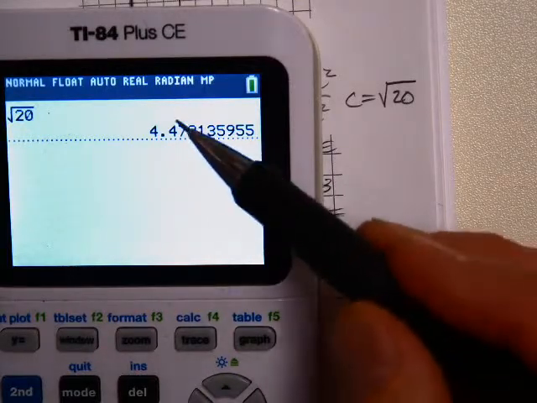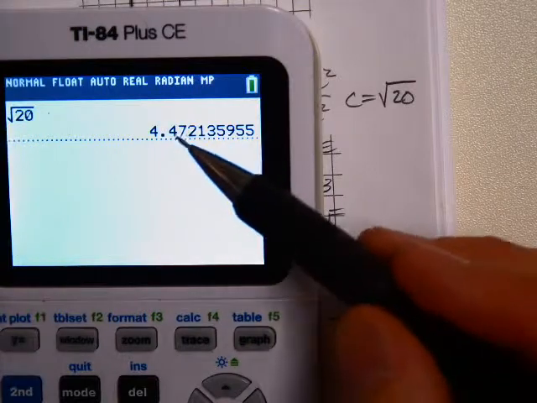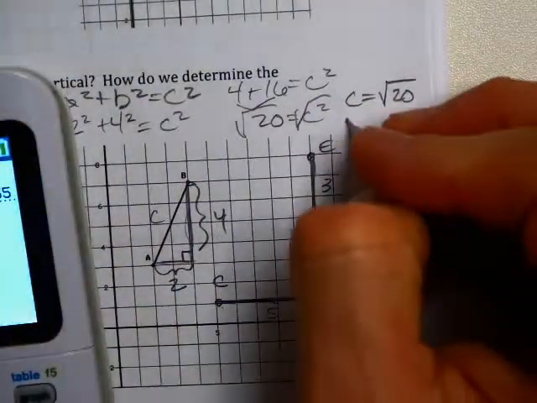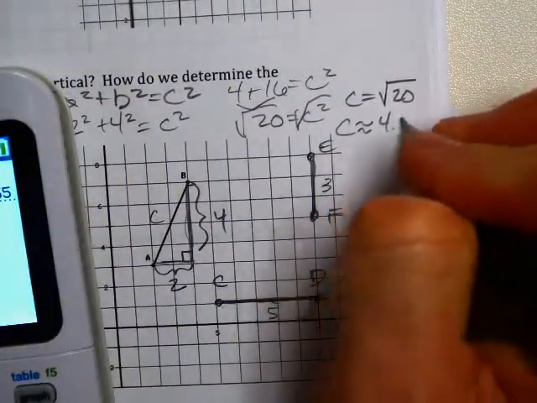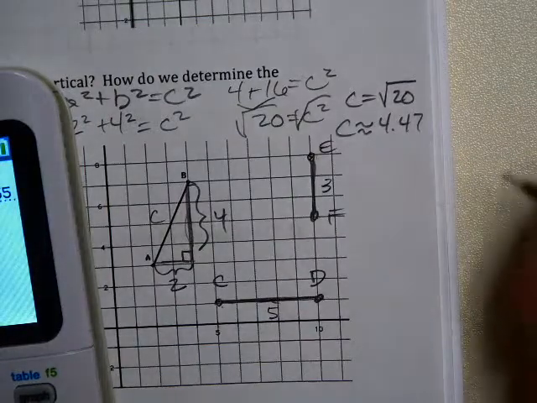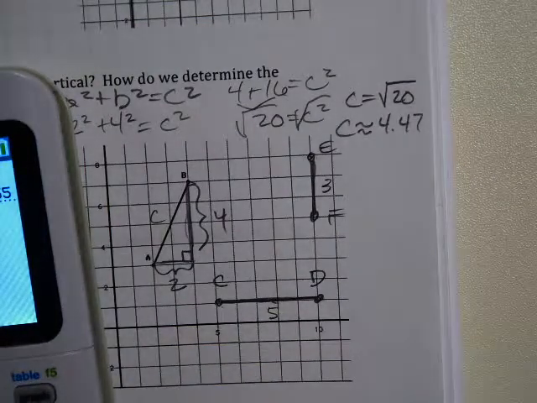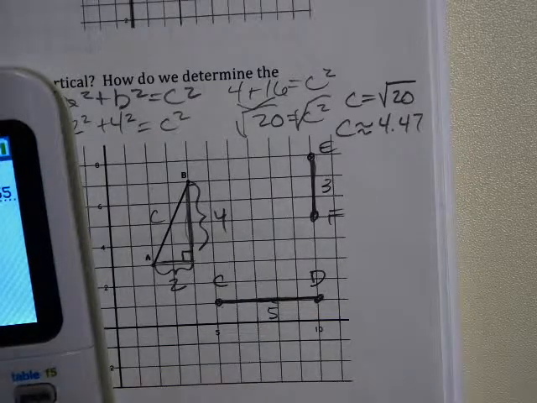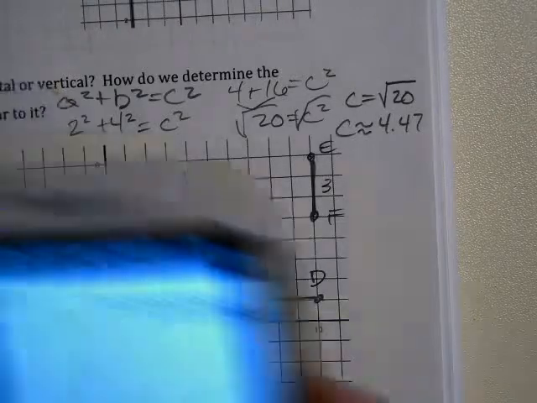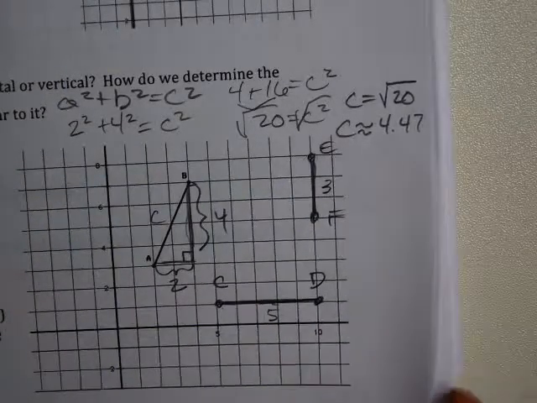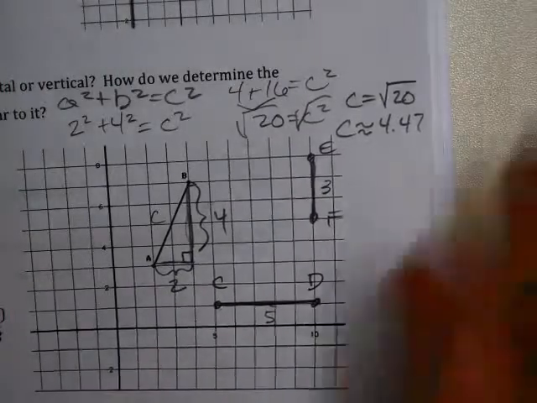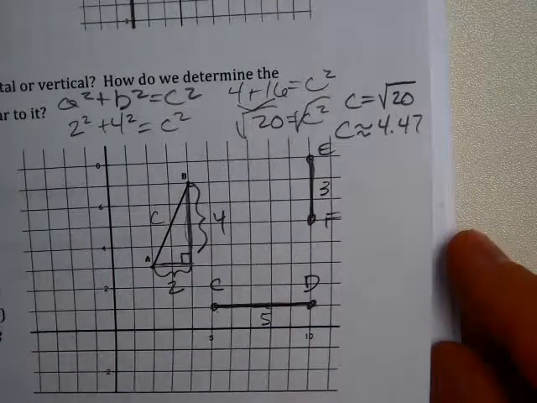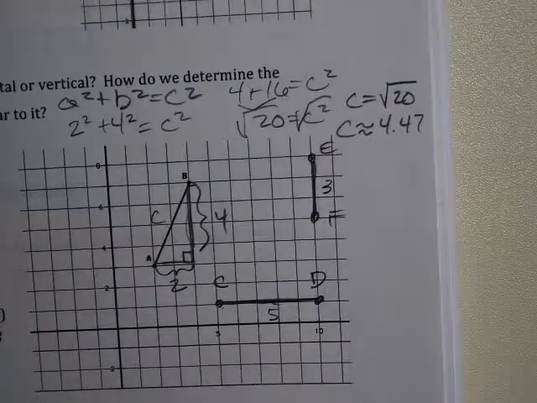Okay. So we're going to round this to the nearest hundredth place, which would be 4.47. So we say C is about 4.47. Is it exactly that? No, it's exactly the square root of 20. But that's a value that we really can't use in the real world, so we have to do some rounding on the digits. So we can use the Pythagorean theorem to find the length of a line segment on a grid.